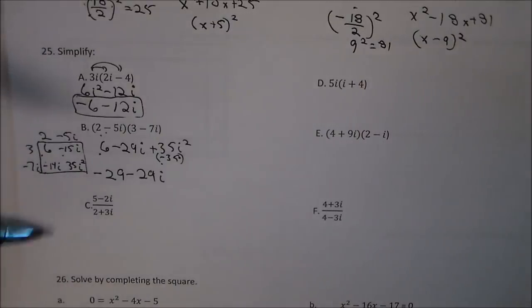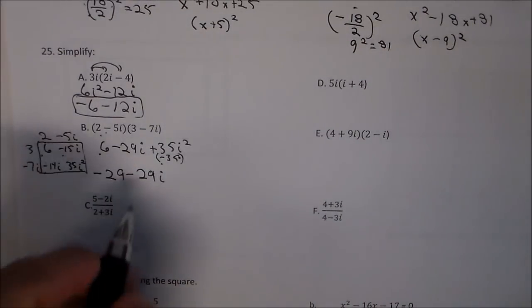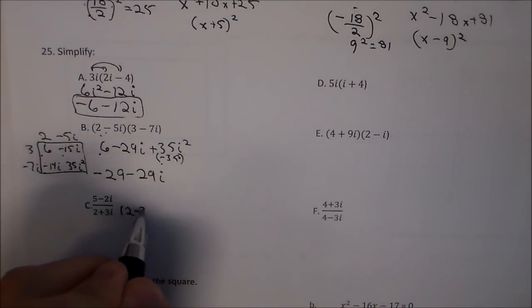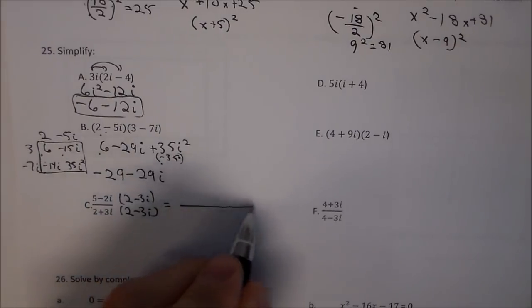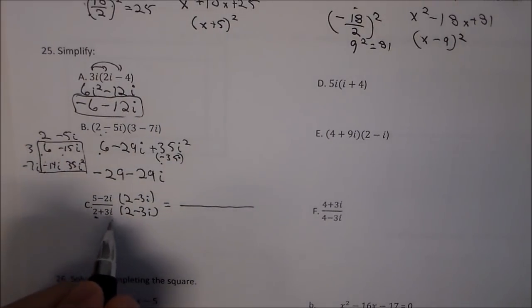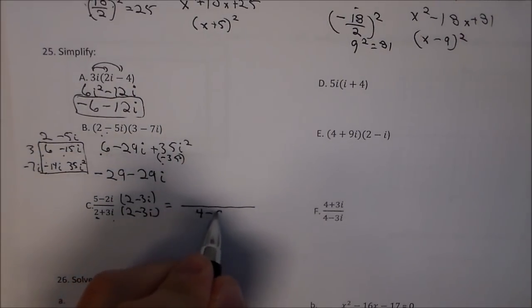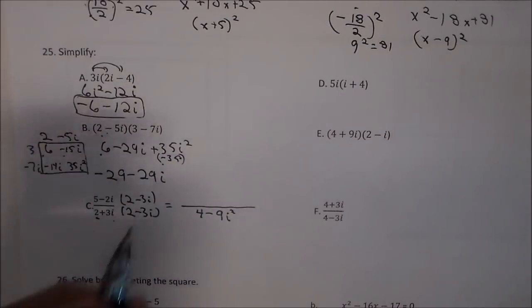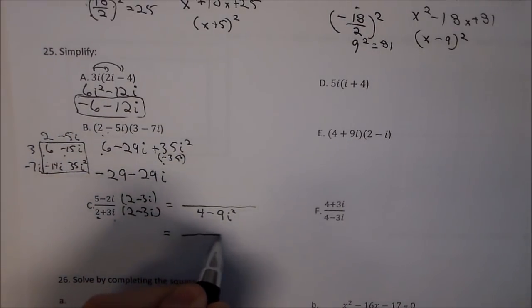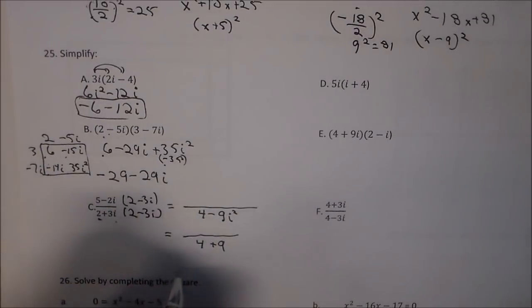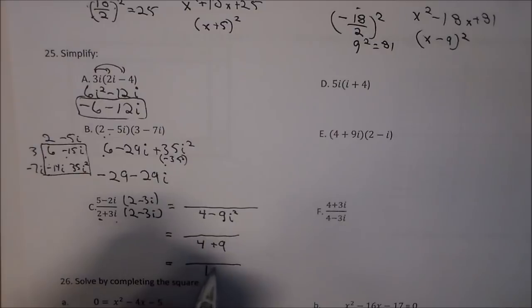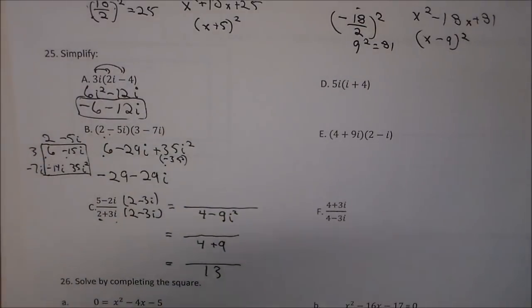For part C, we have a division, so we have to multiply the top and bottom by the complex conjugate. So what happens is the denominator is going to become the first term squared minus the second term squared. So it's 4 minus 9i squared. Now we do that because it then becomes 4 plus 9, seeing that i squared is negative 1 and it makes it a positive 9. And eventually we get 13 as the denominator. So we do this process to get rid of the imaginary in the denominator.